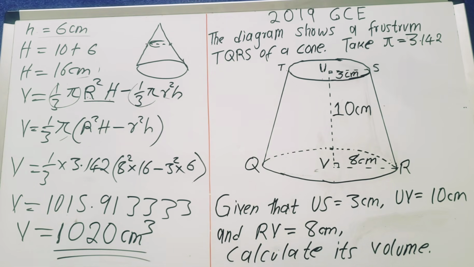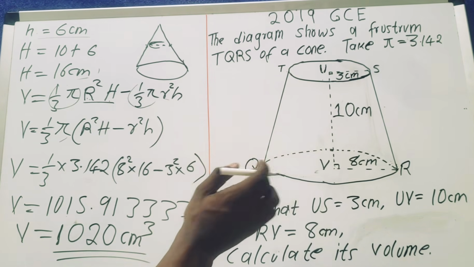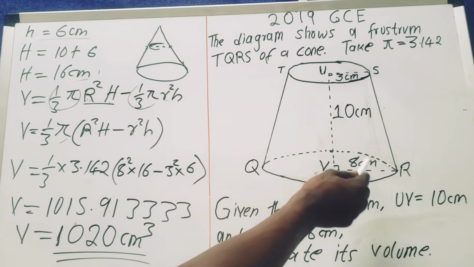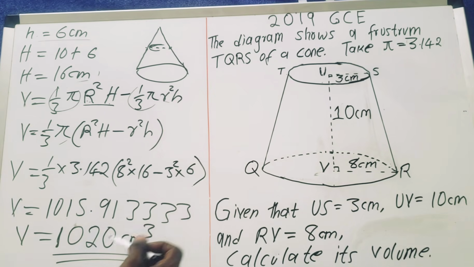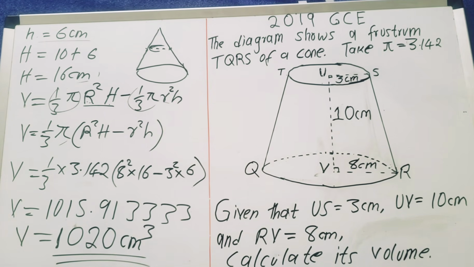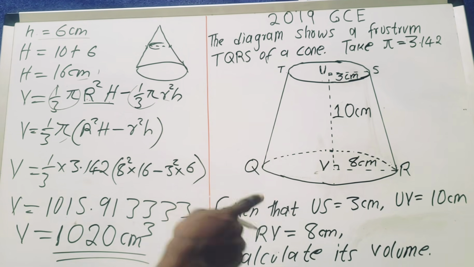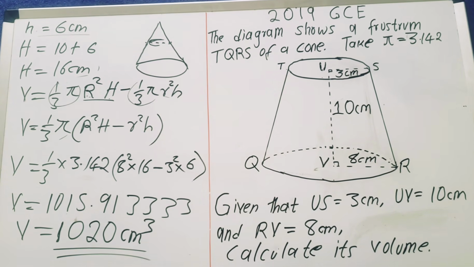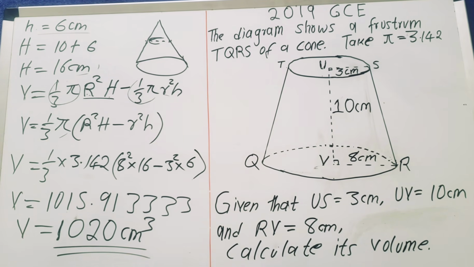So this is our volume. This is how we go about the volume for a frustum that has this shape. When the frustum has a shape like this, the bottom is a circle, even this one is a circle. The formula is a bit different when the frustum has a rectangular or square shape. So for this one, this is how you go about it.